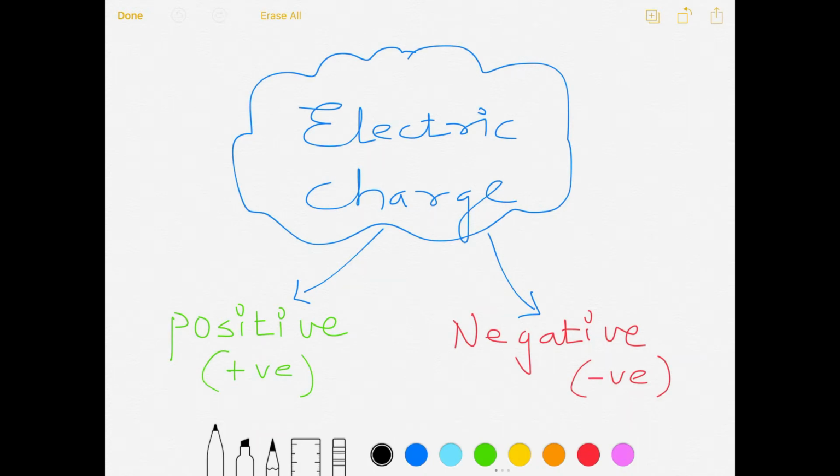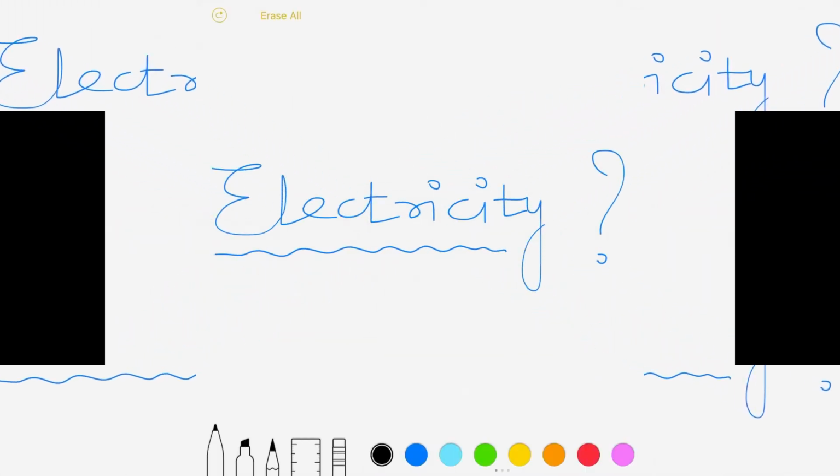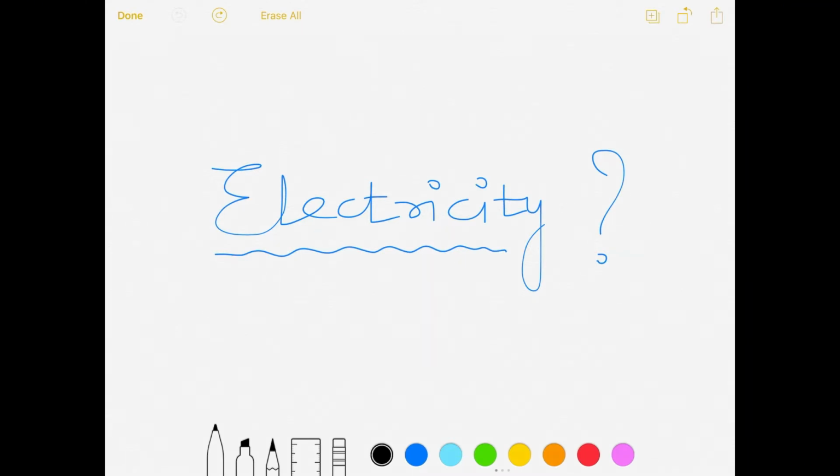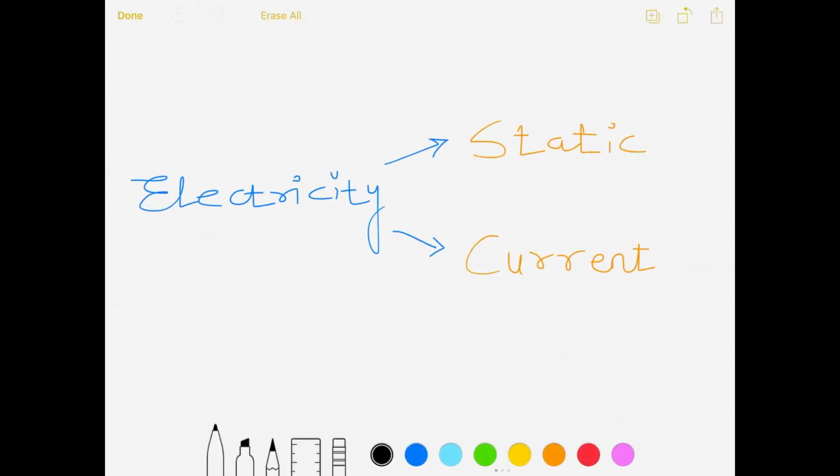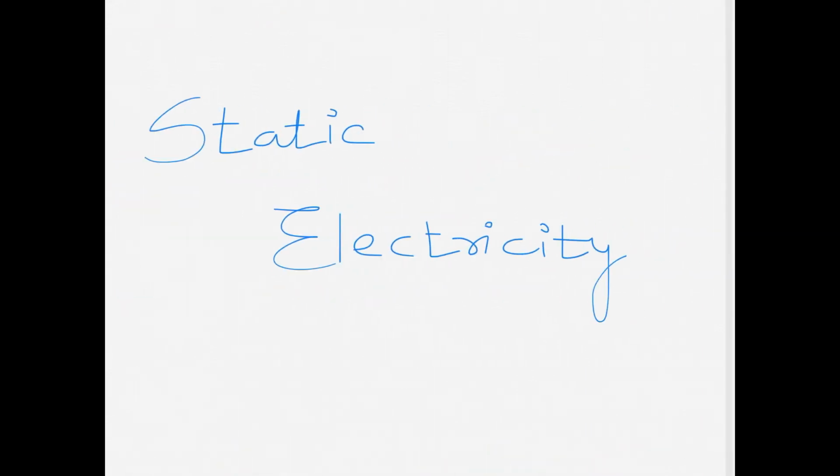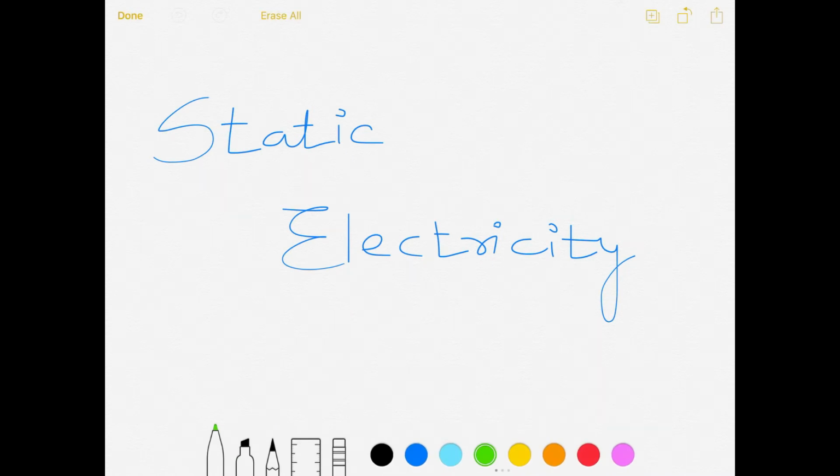Hello everyone. After knowing about the positive and negative charges, let us now jump on to electricity. Now electricity can be of two types. One is static electricity and the second one is current electricity. For now, let us focus on static electricity.